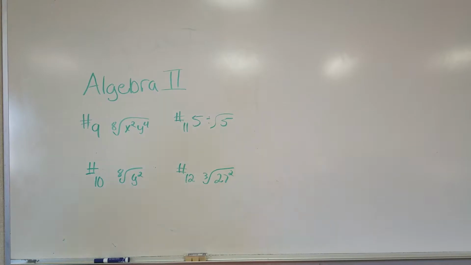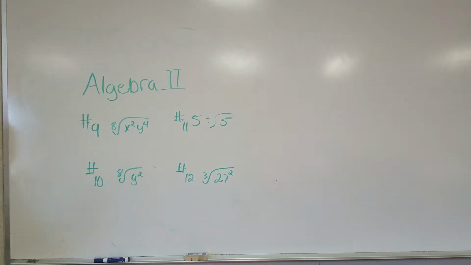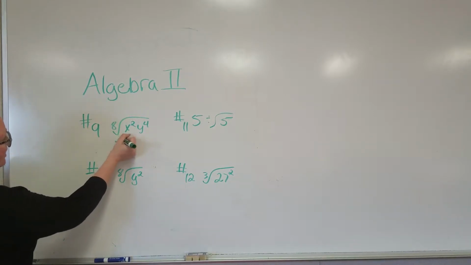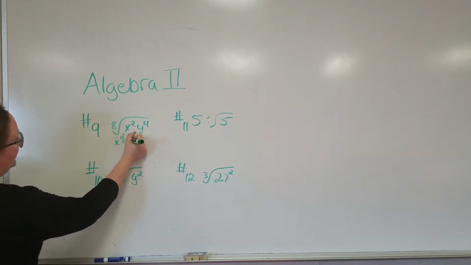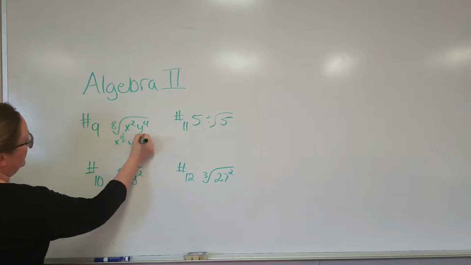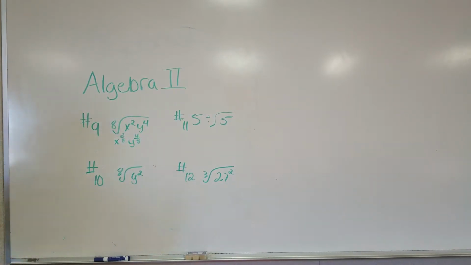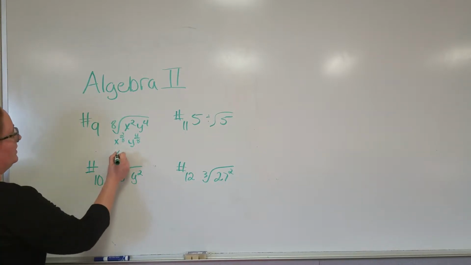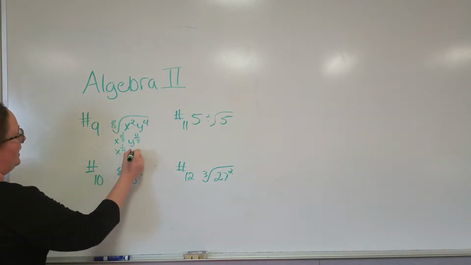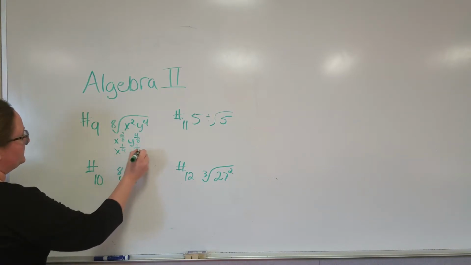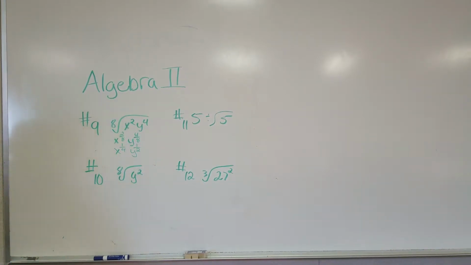Continuing with number 9, again, they want to simplify the expression using fractional exponents instead of radicals. Remember, the numerator is the power, and the denominator is the root. So in this case, x is going to be to the power of 2 over 8, and y is going to be to the power of 4 over 8. Now both of these can be reduced, so that's the simplifying part. So x is going to be to the power of 1/4, and y is going to be to the power of 1/2. So there it is, simplified.